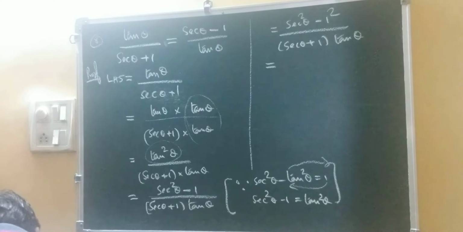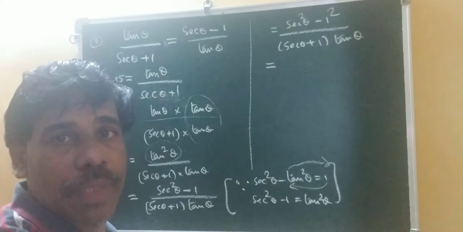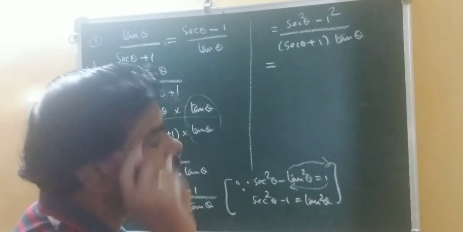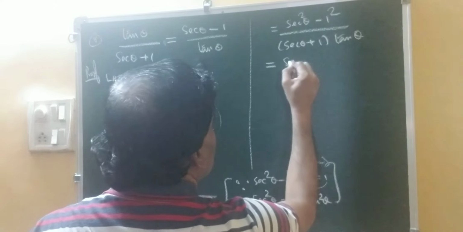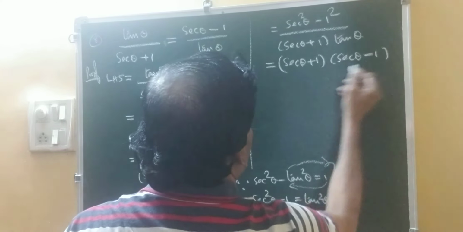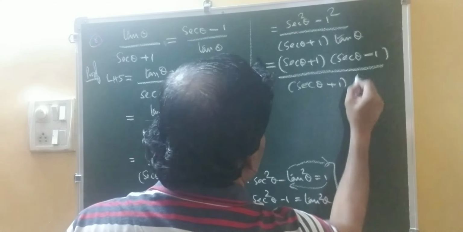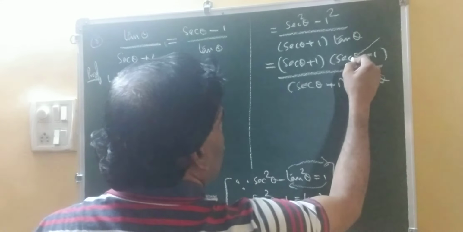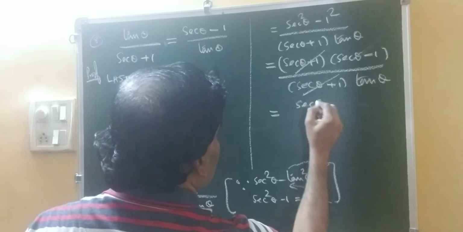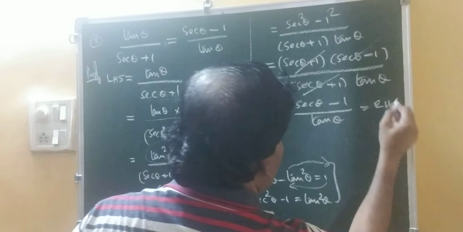Now look at this. This is the a square minus b square formula. What is a square minus b square? A plus b into a minus b. So sec theta plus 1, sec theta minus 1 upon sec theta plus 1 into tan theta. It is getting cancelled. So you have got sec theta minus 1 upon tan theta. That is your right hand side.